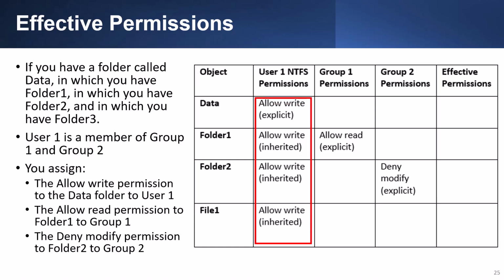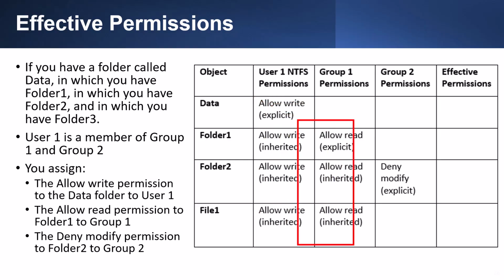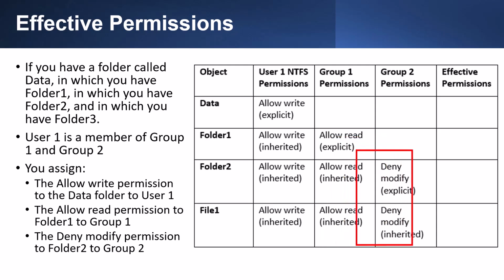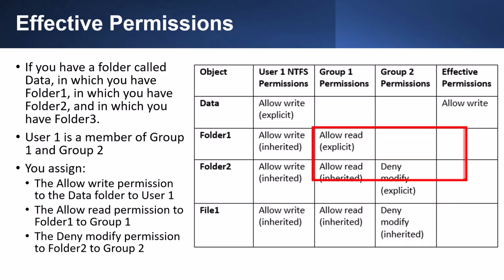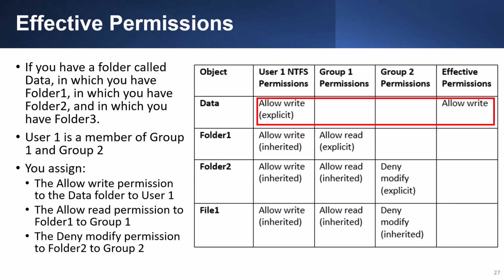For user 1 NTFS permissions, allow write was explicitly granted to the data folder. That permission will flow down to folder 1, folder 2, and file 1. Group 1 is explicitly granted allow read permission to folder 1, which flows down to folder 2 and file 1. Lastly, group 2 is given the deny modify permission to folder 2, which flows down to file 1. When user 1 logs in, he or she will have the write permission to the data folder.